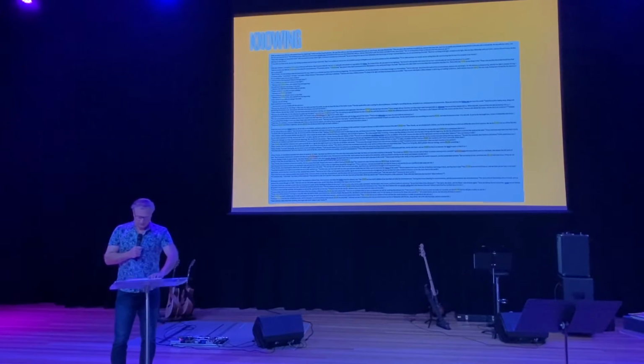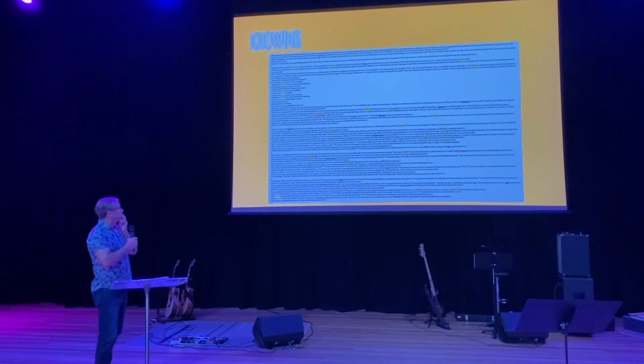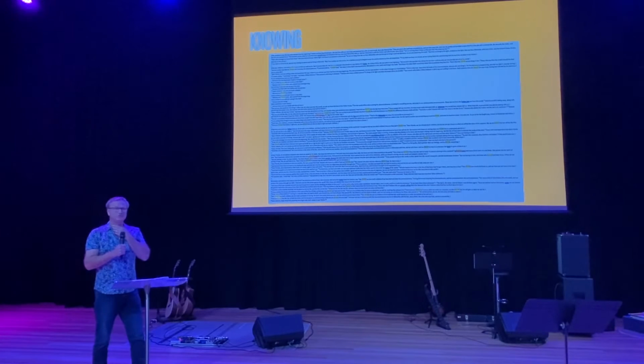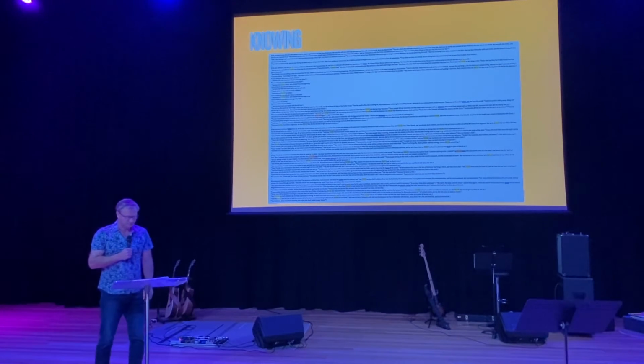The third theme is know or knowing. Quite a few of those. What's the number? 41, I think. 41 times. That's why I said earlier on that for me, this knowing idea, this knowledge of our salvation and our relationship with Jesus is the key theme of this book of 1 John.